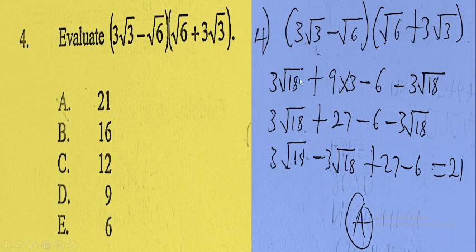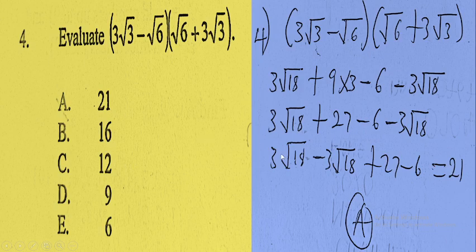So you can still simplify this surd 18 further. And if you say 9 times 3, we have 27. And if you simplify surd 18, of course, we don't need to simplify, sorry, because we have this also in surd 18, so we can add them together. We can simplify by adding them together. So that means you have 3 surd 18 minus 3 surd 18, that will give us 0. Then 27 minus 6 will give us 21. And that's the reason why the answer is 21. And if you look at the options we have there, option A is the correct option.